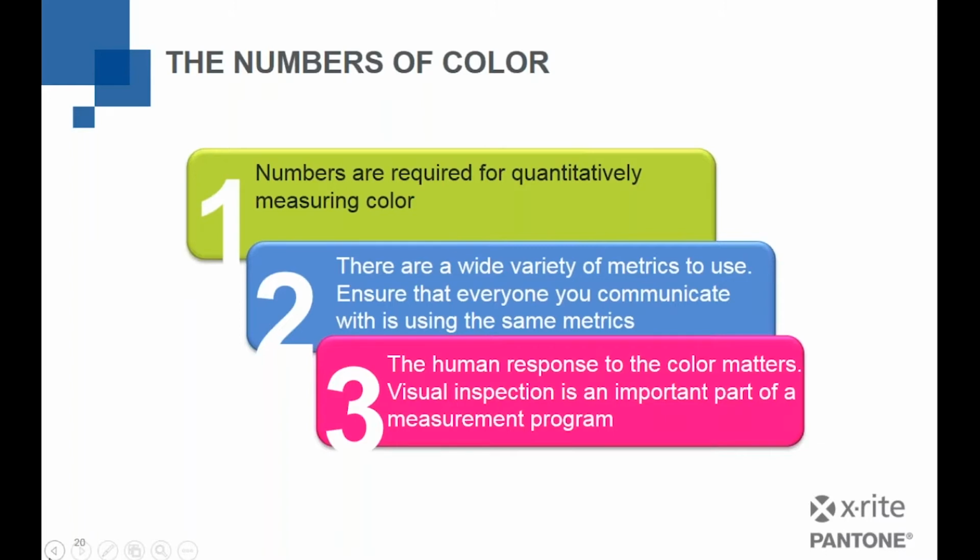Now, color measurement helps you maintain that color consistently and be accurate and precise in doing so and all that, but visual inspection is still an important part, and correlating those things to each other.